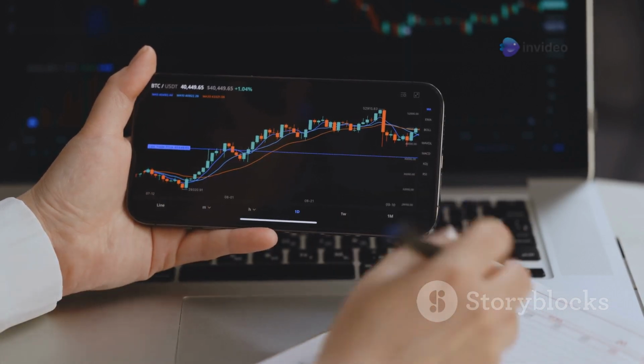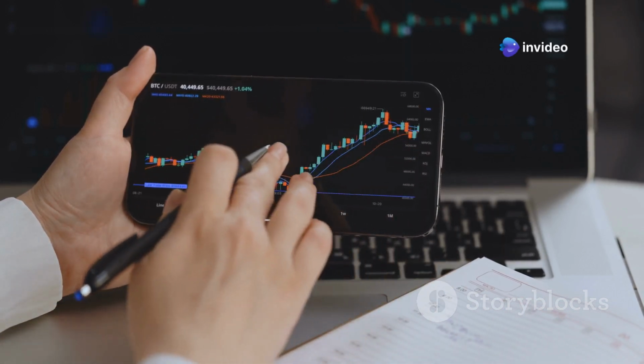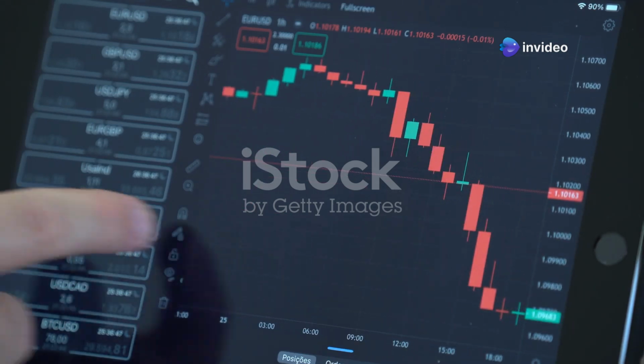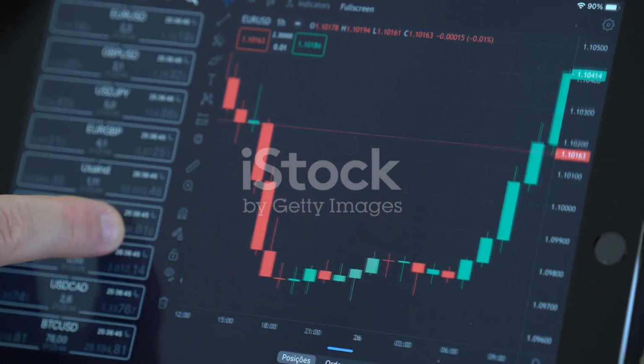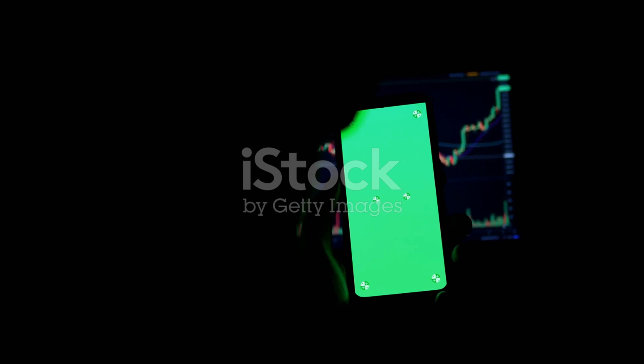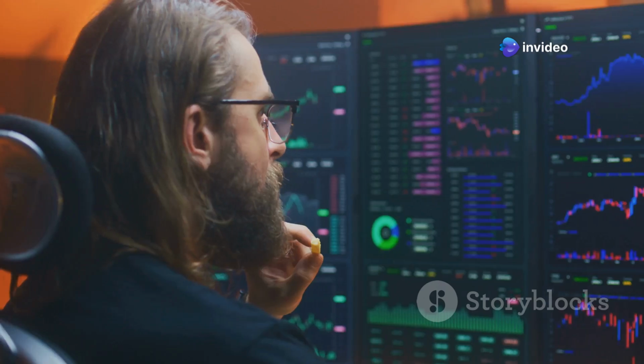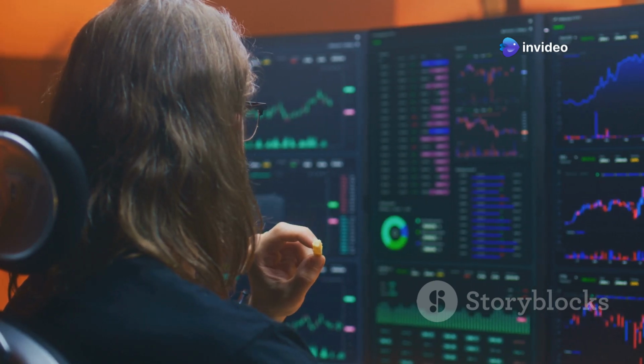Mastering technical analysis requires practice and continuous learning. Traders need to develop their skills in chart reading, trend identification, and indicator interpretation. There are many resources available to help traders learn technical analysis. Traders should start by learning the basics and then gradually progress to more advanced concepts.